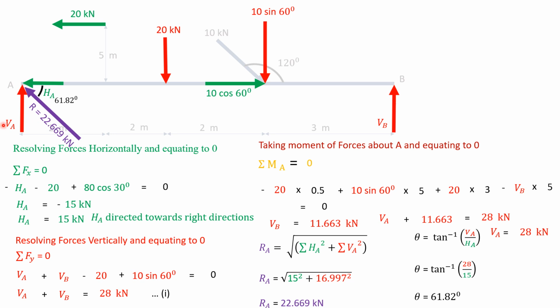We got VA and HA value, and to get RA value we use this equation, square root of summation HA square plus summation VA square. Substituting HA value and VA value, we get RA value. Theta we get by tan inverse of VA by HA. Substituting VA value and HA value, we get theta.